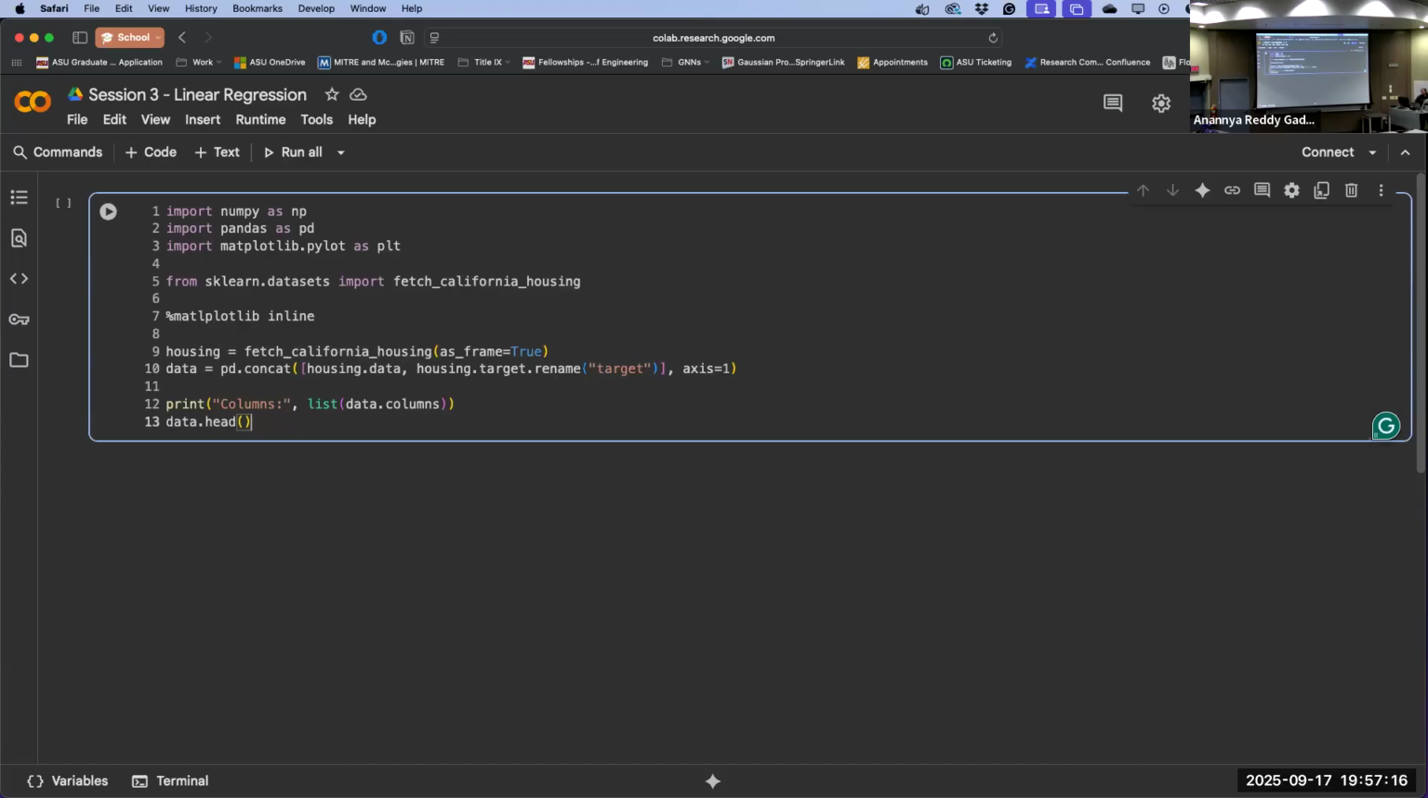Let us know if you have any questions. We have all the technical officers around. If you get into any trouble, just let us know. Technical officers, please help them out. Here we are just importing the data set of California housing, and we are setting the target and printing the columns. Let's go ahead and run this cell and see what's the result.